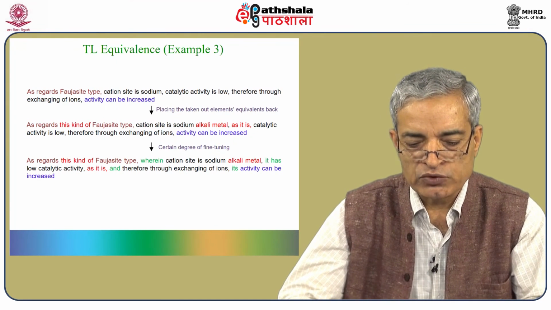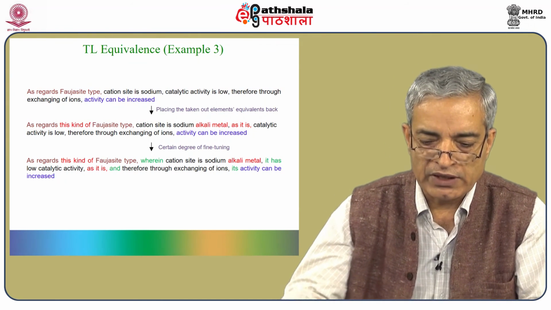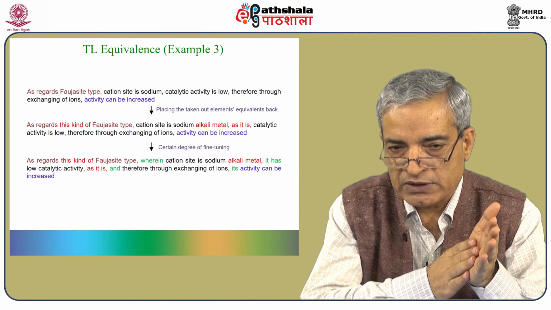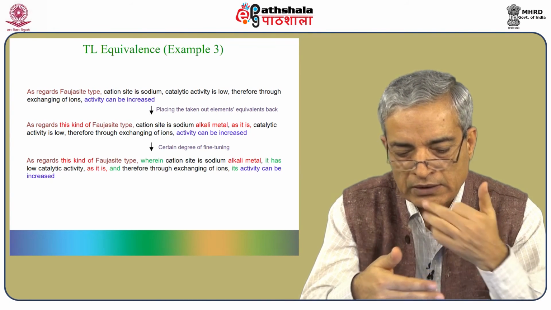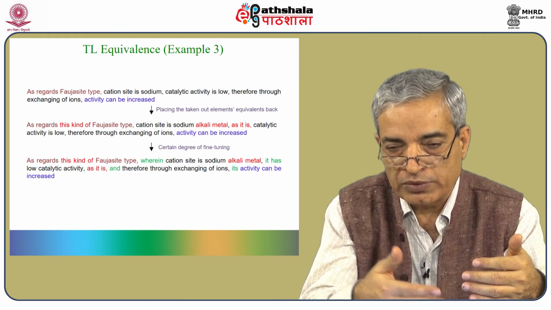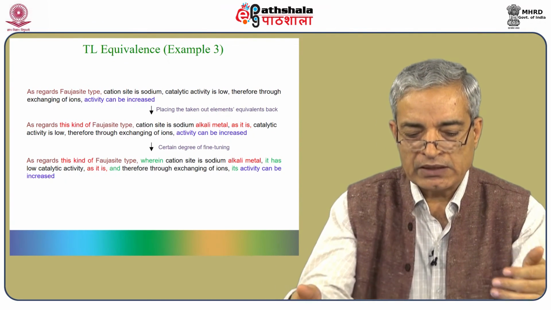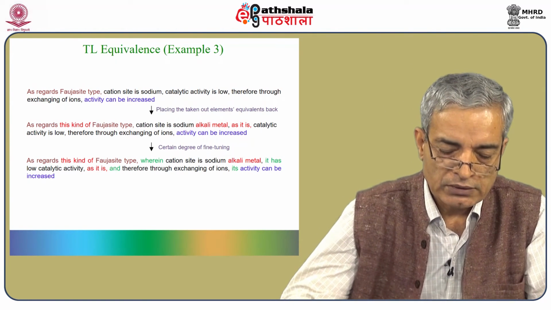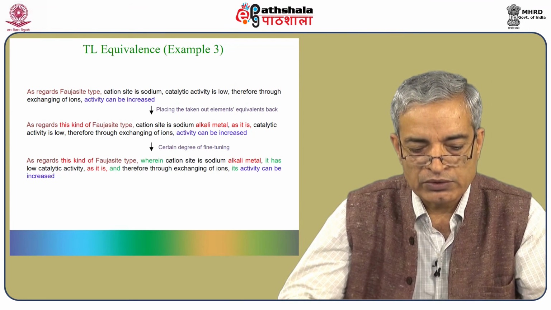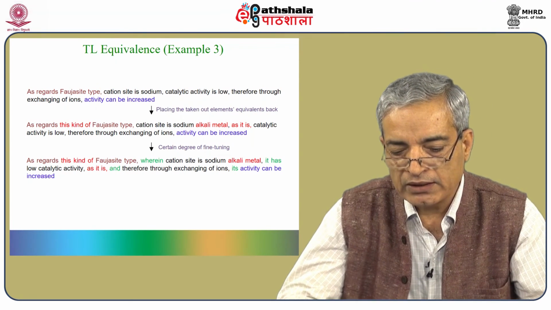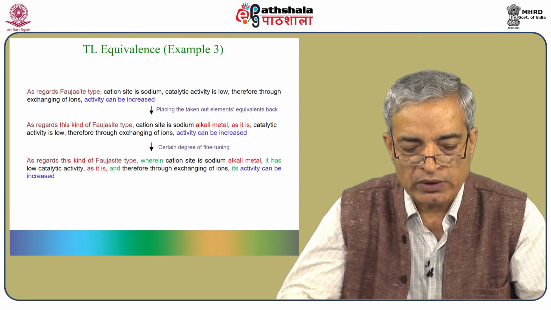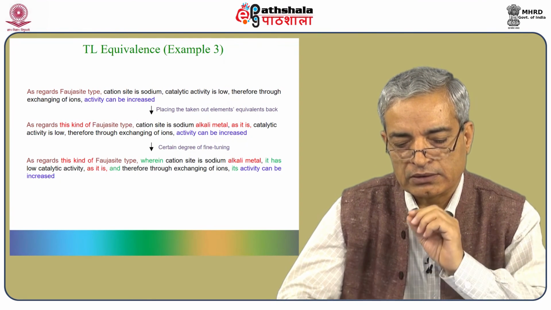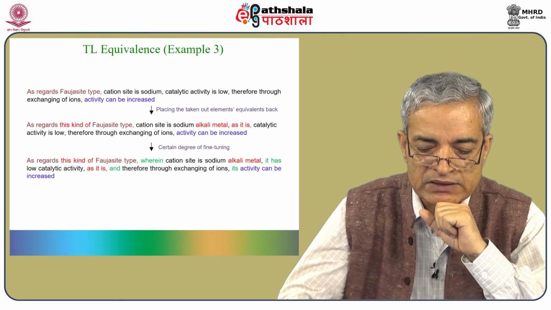Let's do some degree of fine-tuning. You can see the green elements here, wherein, as I have explained in the previous example, it helps in connecting the adjectival clause or the clause which you want to bring after the macro frame. "It has" or "and" or "its activity" are the minor additions. And if we see here, now the continuity is, as regards this kind of faucet type, wherein cation site is sodium alkali metal, it has low catalytic activity as it is. Maybe the comma is extra here, and therefore through exchanging of ions, its activity can be increased.